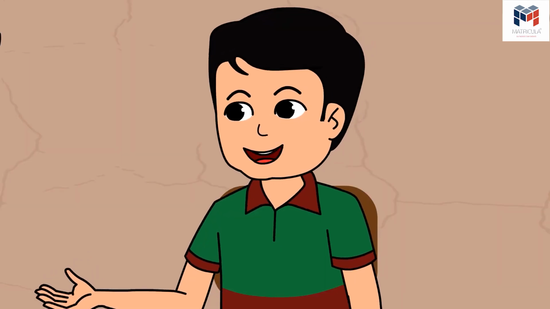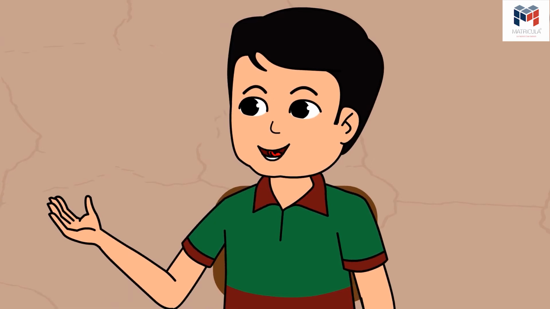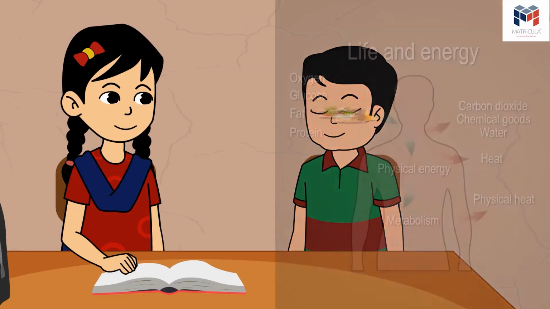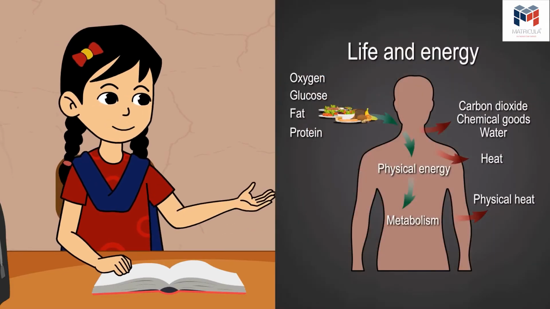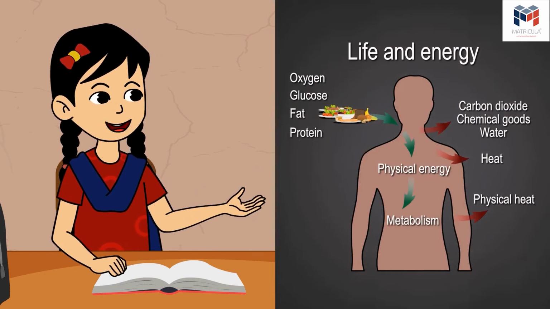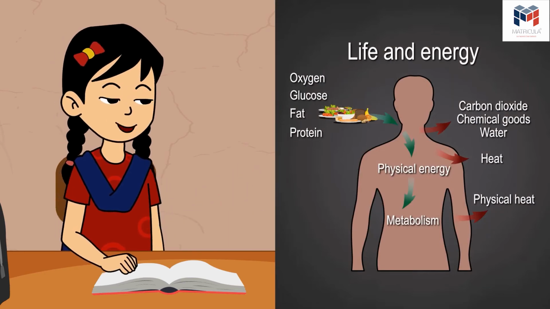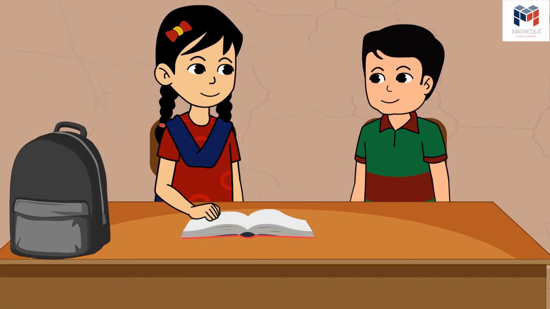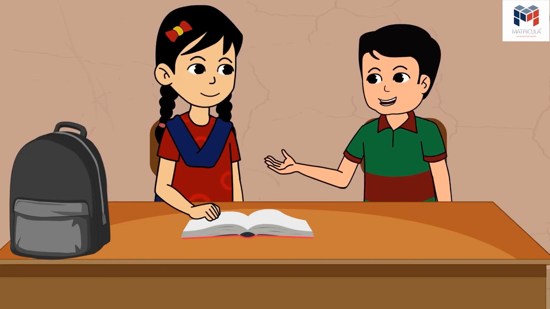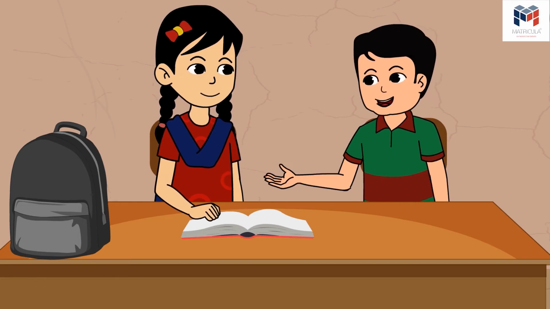Okay, so now that the food is absorbed, we get energy from it. In the cells, glucose breaks down with the help of oxygen into carbon dioxide and water, and energy is released. Okay, so now digestion and absorption have taken place. So is the digestion now over?